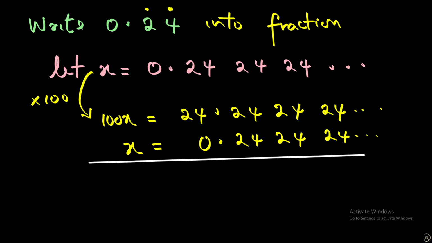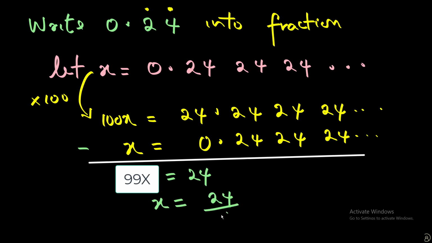Now in subtracting, 100x take away x, obviously, that's going to be 9x. And of course, if you subtract this, the whole bit after the decimal point all cancels out. Okay, and then we have 24. So to get x now, x definitely will be 24/9.